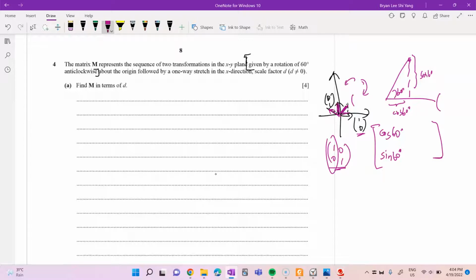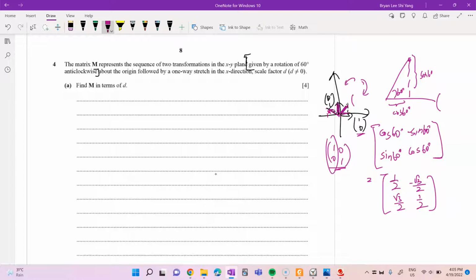For the y unit vector, I'll have an x coordinate of negative sine 60, and I also have cos 60 as the height. These are special values, so you should kind of know them by heart as of now. So this would be our first matrix. Then this is the first transformation.